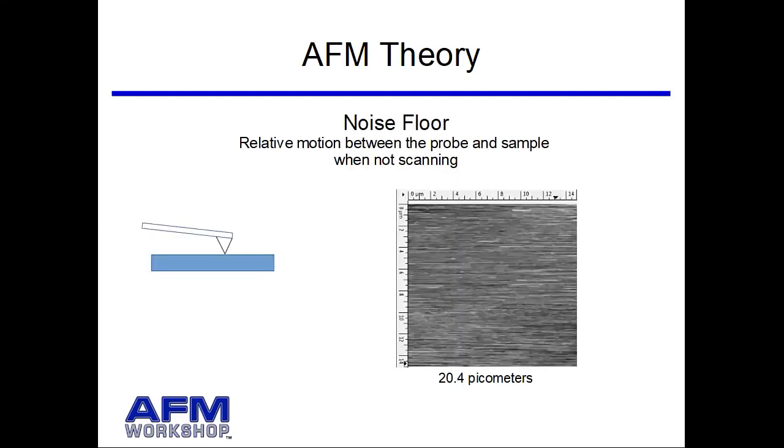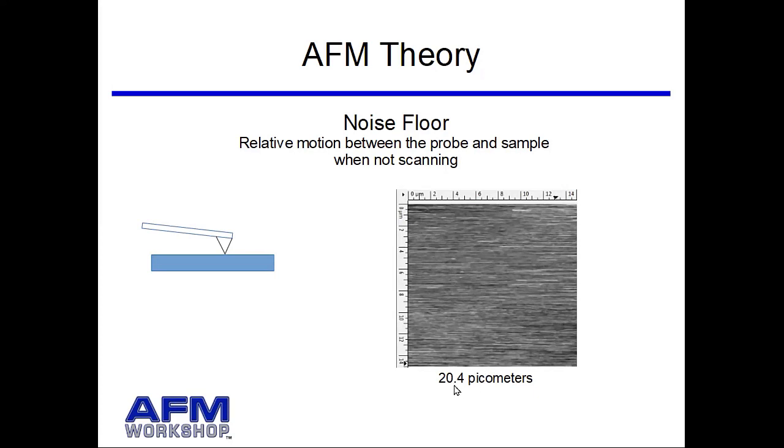Okay, so one of the key concepts that you have to understand for using an AFM for measuring 2D materials is what's called the noise floor. For the noise floor, you hold the probe above the surface, fixed, you don't scan, and you measure the chatter between the tip and the surface. And you get what's called a noise floor image. That's a measure of the smallest thing you can see. This right here is a noise floor image measured on one of our microscopes. And the noise is 20.4 picometers.